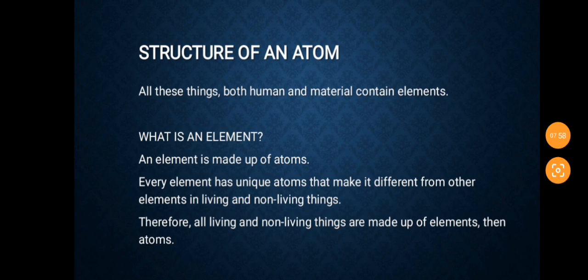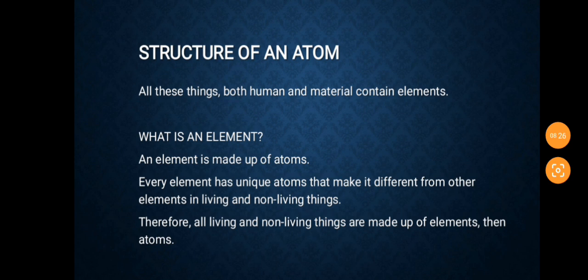So if you follow that order, we see that first we have living and non-living things, which are called matter. From matter we have elements. All matter is made up of elements, then elements of atoms. An element has its own unique atoms that make it different from other elements.